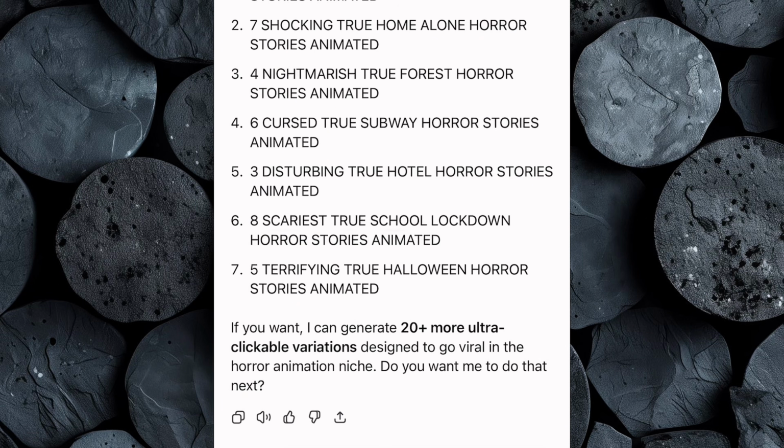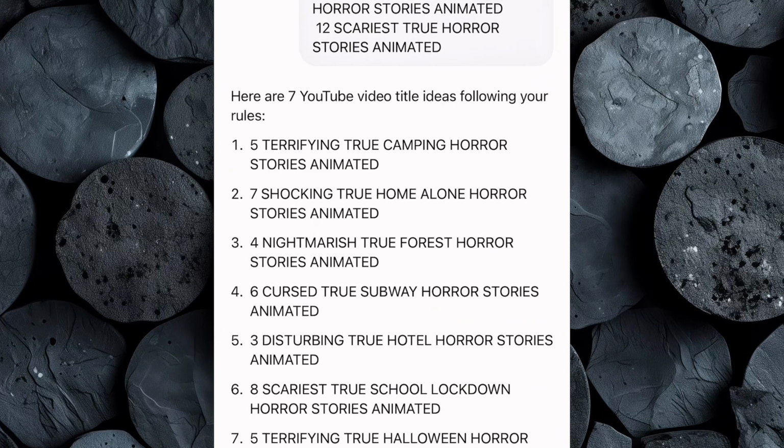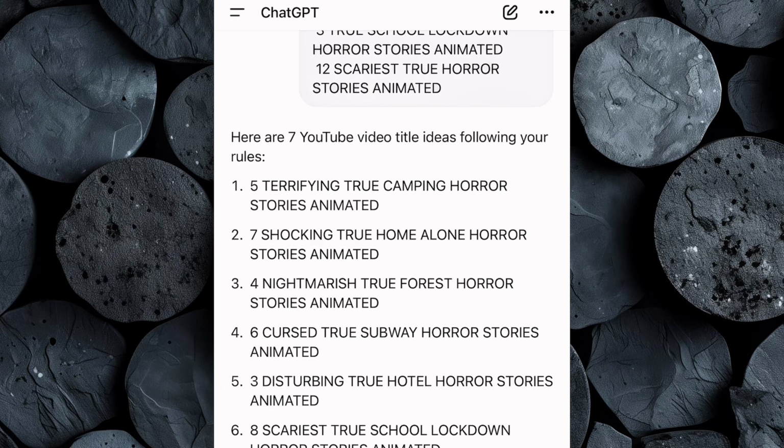If you're not satisfied with any of the options, just ask ChatGPT for more. It will instantly generate a fresh batch of titles until you find something that fits your style. Browse through them carefully and select the one that stands out the most or matches the exact theme you want to build your animation around.